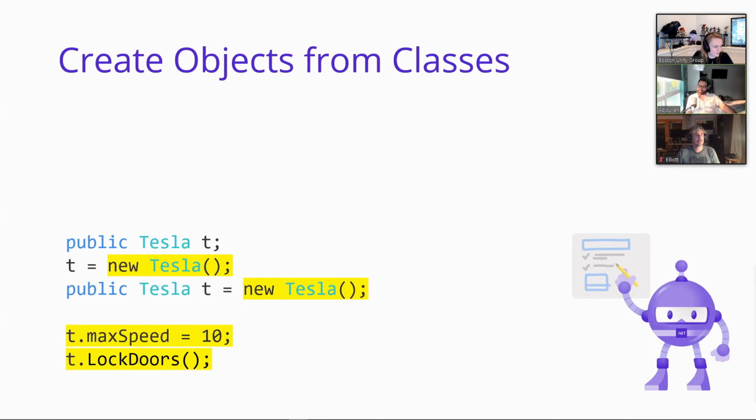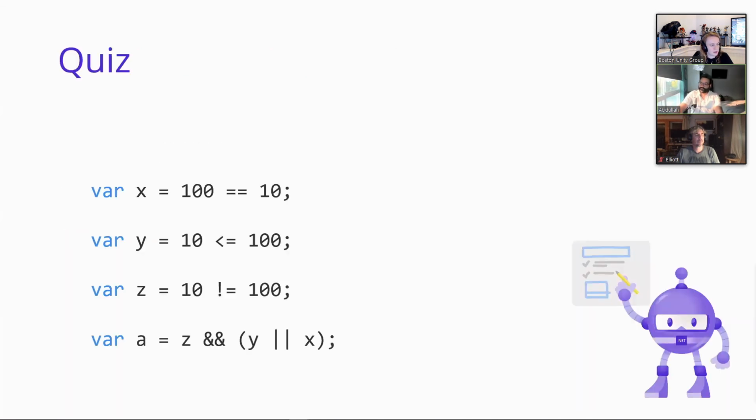All right, I guess we can get started. Are we going to tell the answers? Oh yes, we could definitely answer that. All right. So X here will be set to false. Y will be set to true. Z will be set to true. And A will also be true.